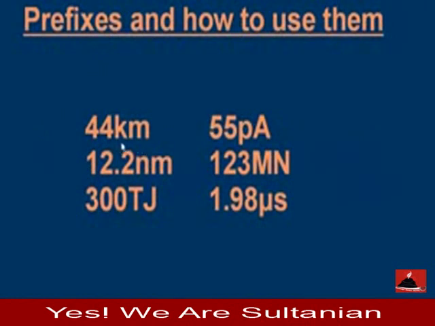The K stands for kilo, which is a prefix going in front of the unit meter, and K means 1000. So when we write 44 kilometers, we mean 44,000 meters. And prefixes are used to mean multiples of a particular unit.